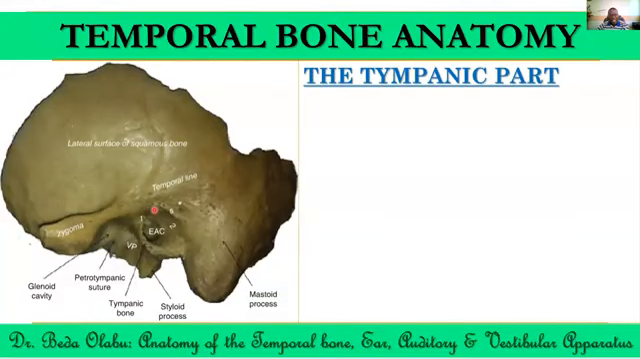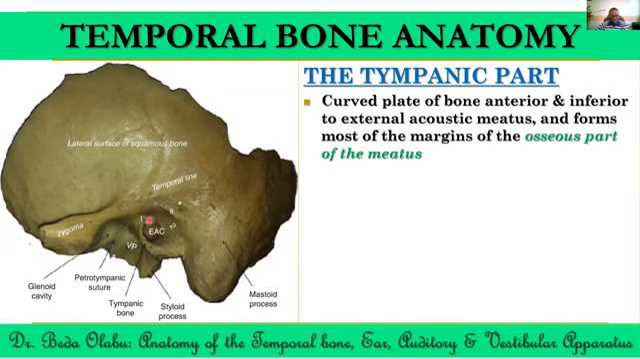Let's look at the third entity of the temporal bone, that's the tympanic part. The tympanic part of the temporal bone is actually a curved bone, highly irregular, but curved. It lies both anterior as well as inferior to the external auditory meatus. As you can see, this is the external auditory meatus, this is posterior, this is anterior. So this is the tympanic bone. It actually forms most of the margins of the osseous part of the external auditory meatus or external auditory canal. We'll talk more about that when you look at the spaces and cavities within the temporal bone.